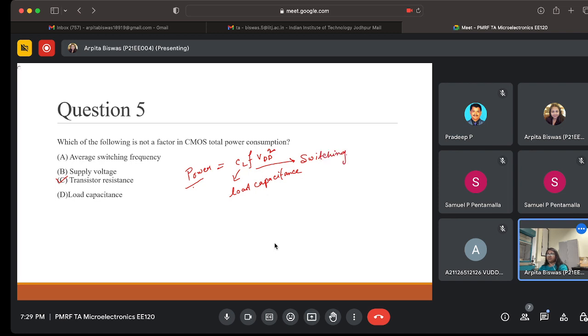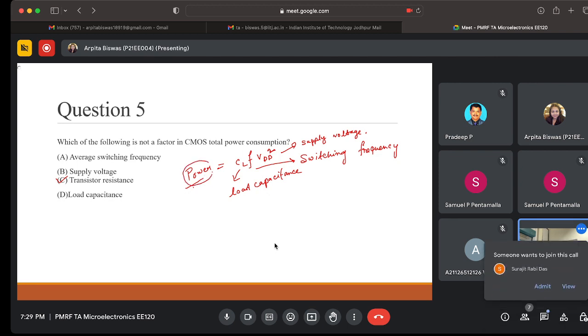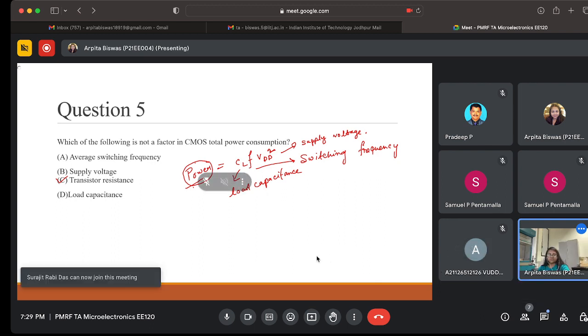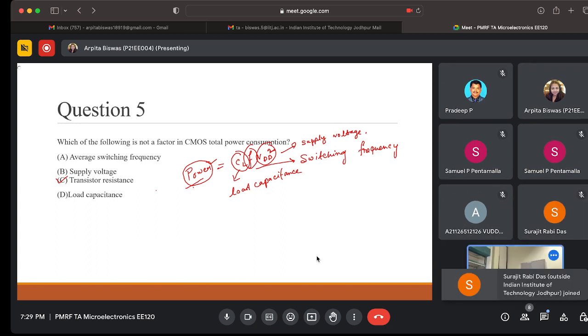Switching frequency and VDD, the power supply voltage. So here also you can see that the power is, as you have told earlier, a factor of CL, F and the VDD also, and it is not the transistor resistance.